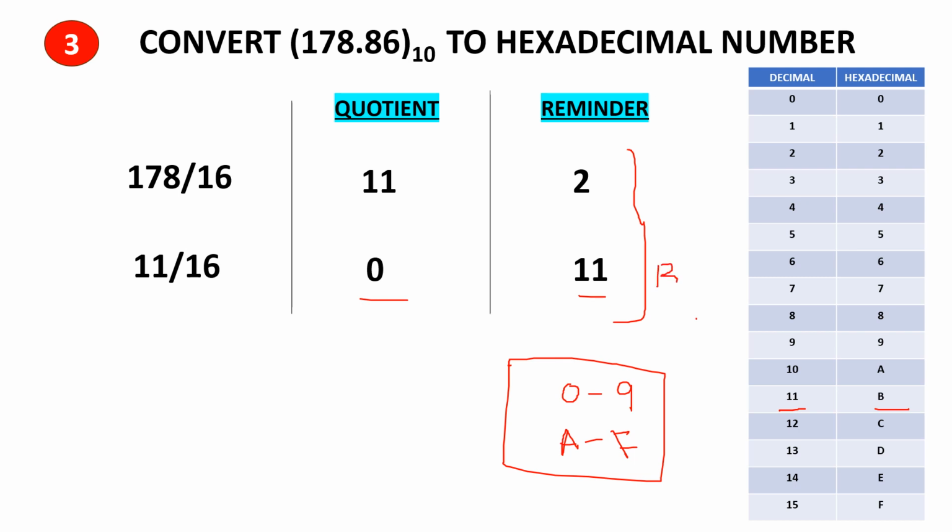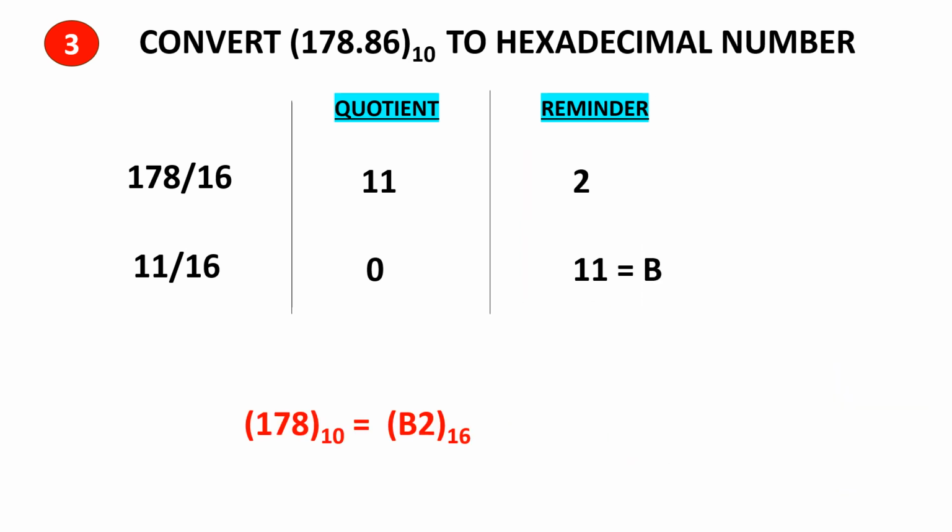So B for 11, and the answer should be written from bottom to up in this form. This B will be the MSB and 2 is the LSB. So this is the answer. For the decimal number 178, the answer is B2.